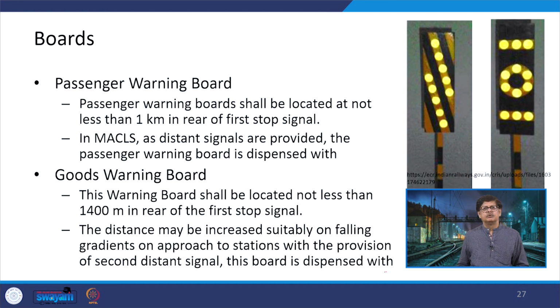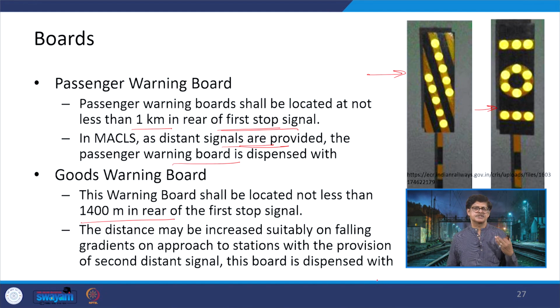Then passenger warning boards. So, this is a passenger warning board, but it says passenger warning board shall be located at not less than 1 kilometer in the rear of the first stop signal. In the case of multi-aspect one, the distant signals are provided and the passenger warning board is not required in that case. The other one is a goods warning board, and this goods warning board shall be located not less than 1.4 kilometers of the rear of the first stop signal.